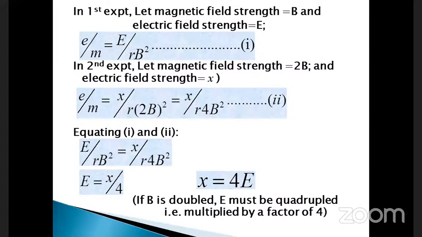The question says by what factor must the electric field strength be changed such that we have a balance between the electric field strength and the magnetic field strength. So if B is doubled, E must be quadrupled. You can look at further examples all around and try and solve. Let's quickly go to the next.